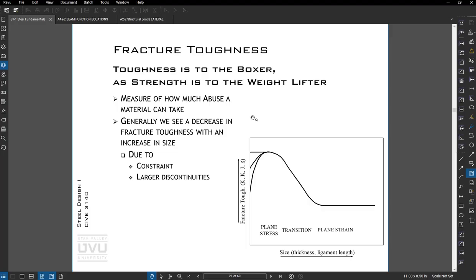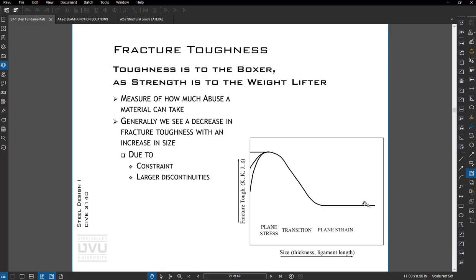Fracture toughness is something we don't talk much about in civil structures. It's essentially how much abuse an element or a material can take. There tends to be a transition where you go from a thinner material to a thicker one. These drops in the curve are for foils, so they don't really apply to our world. So you basically have a fracture transition from thin material to thicker material.